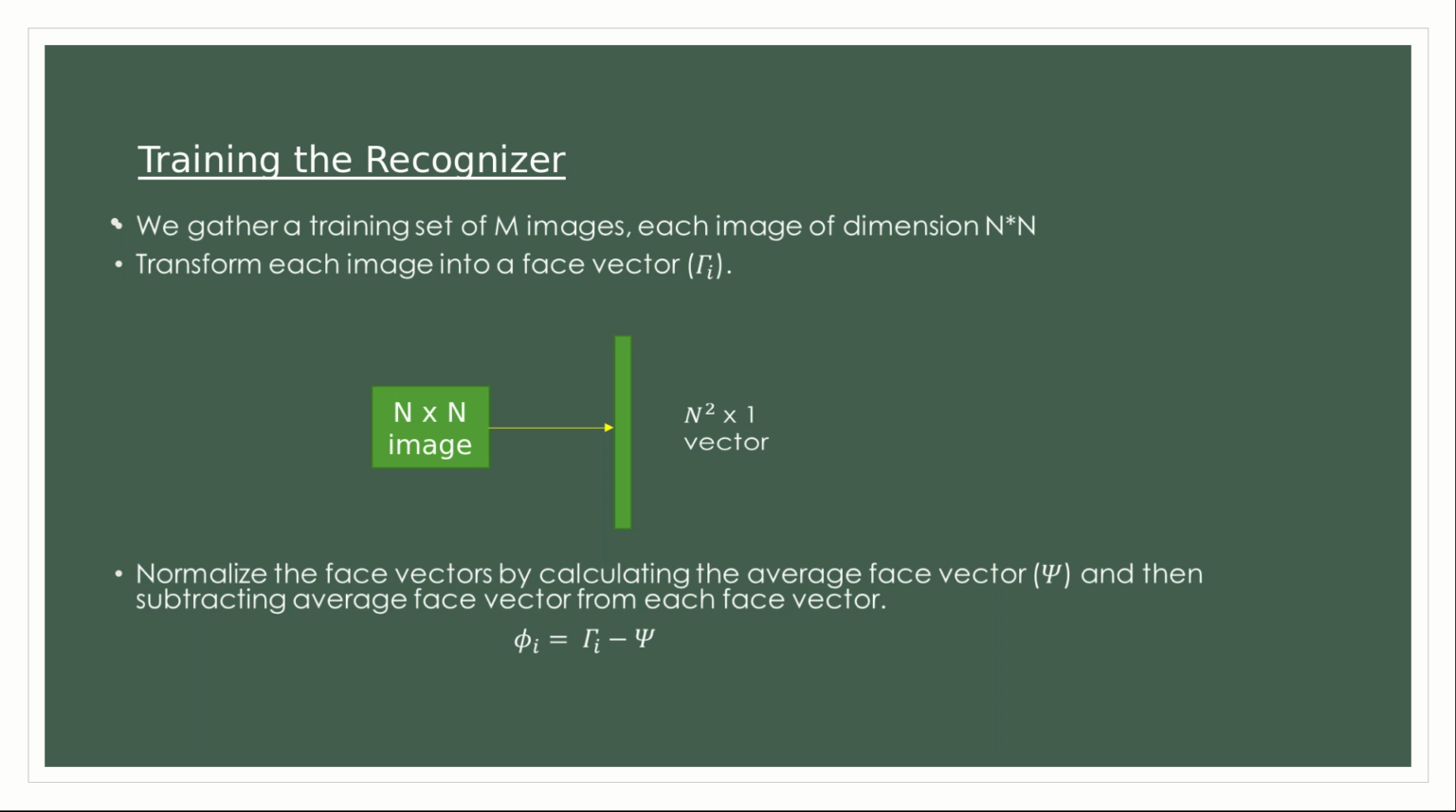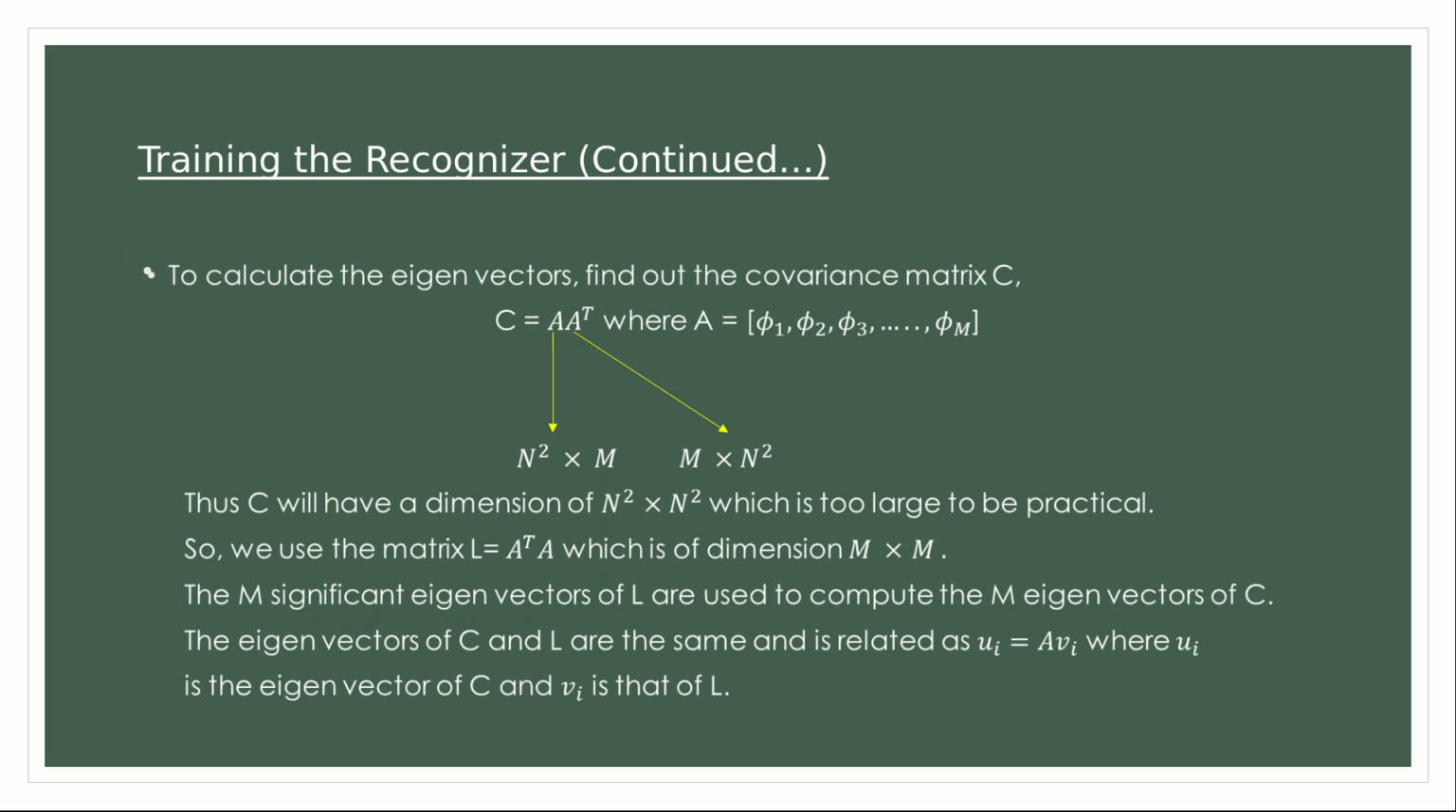Once we have converted each image into a face vector, we normalize them. How do we do that? We find the mean face vector and then subtract it from each face vector. Why do we do that? By doing this, we eliminate the common features from each of the images, so that each image is left with only its characteristic features.